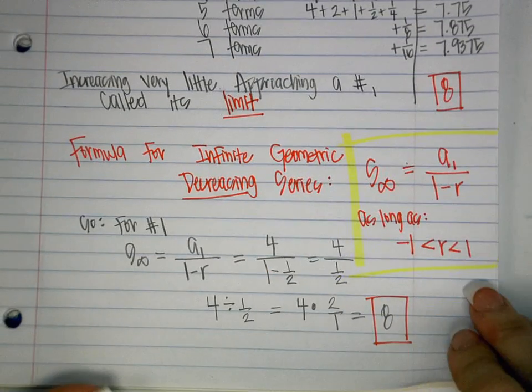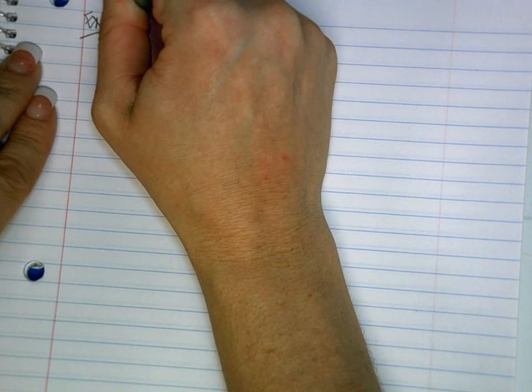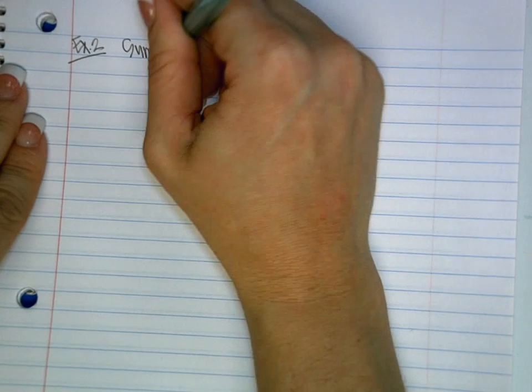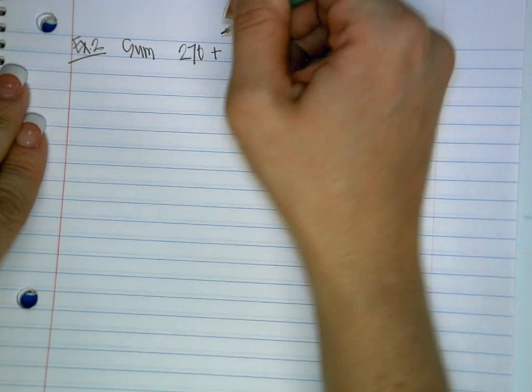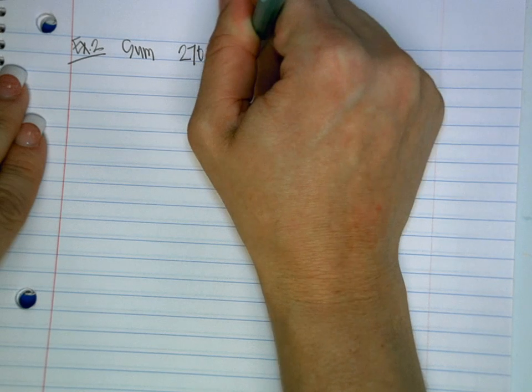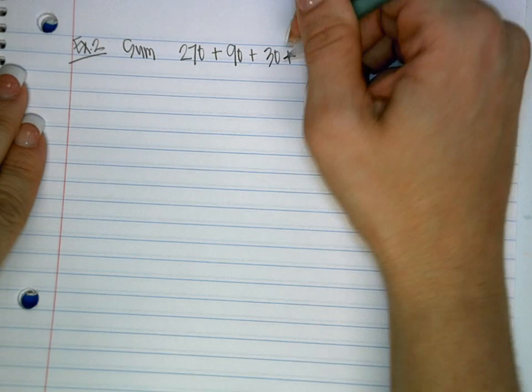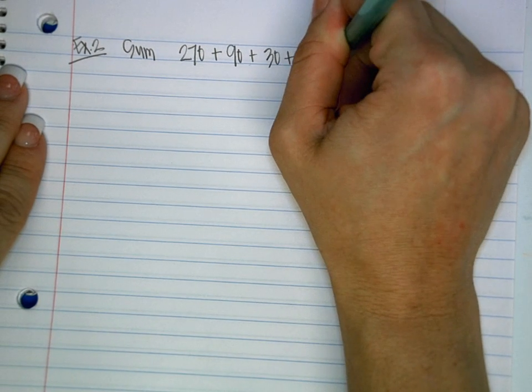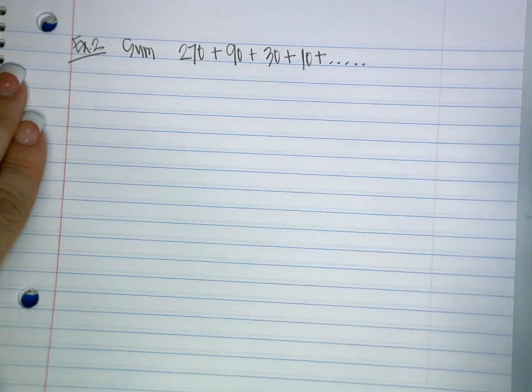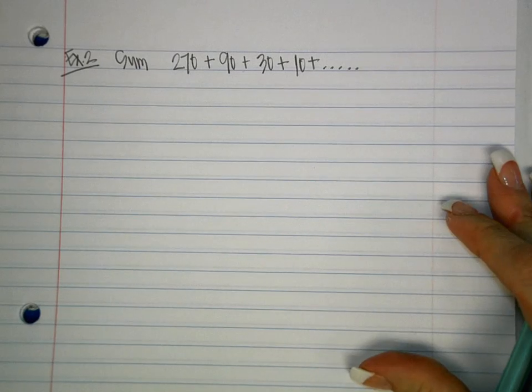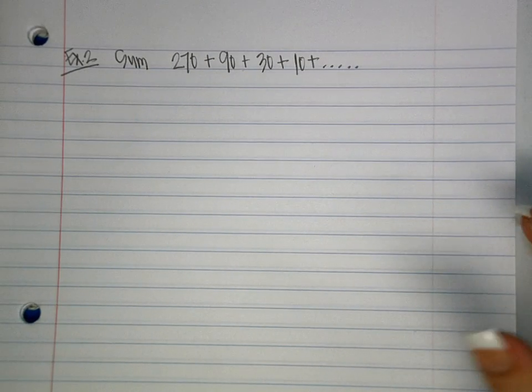So now that we know the formula, let's use it a couple times. Example number 2. I would like you to find the sum of 270 plus 90 plus 30 plus 10 and keep going. Dot dot dot means infinity, so it just keeps going. I'm not going to tell you when to stop.